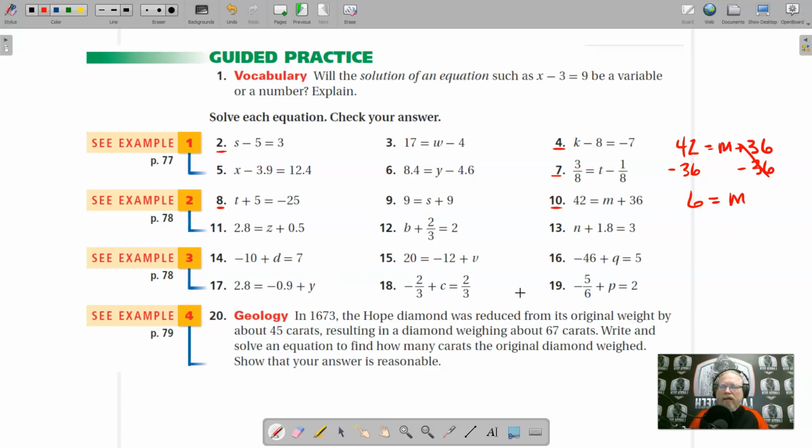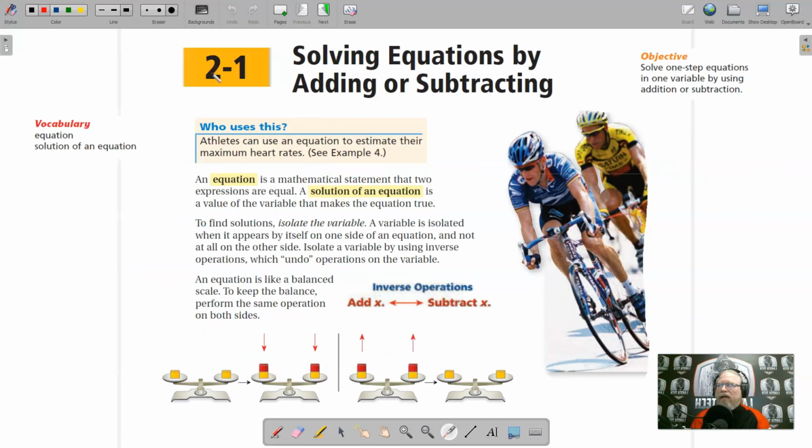I think we'll go ahead and call it quits at that. So that's everything that I have for Algebra 1, Lesson 2.1, solving equations by adding or subtracting.